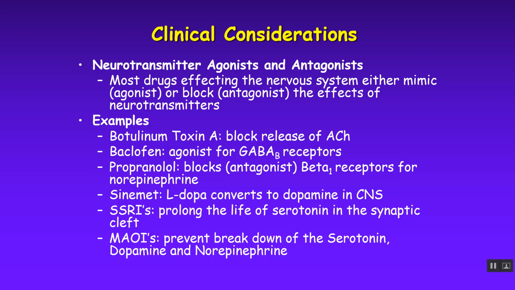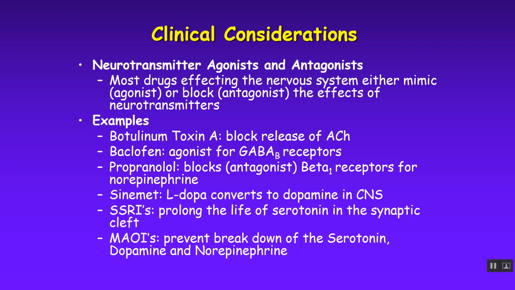Botulinum toxin A blocks the release of acetylcholine. So it kind of acts antagonistically to acetylcholine. It's not classically an antagonist, but it blocks the release of acetylcholine into the synaptic cleft at the neuromuscular junction. So when you get Botox, it weakens your muscle. If you get Botox in your face, it makes your muscles relax, which makes your wrinkles look smoother or less prominent.